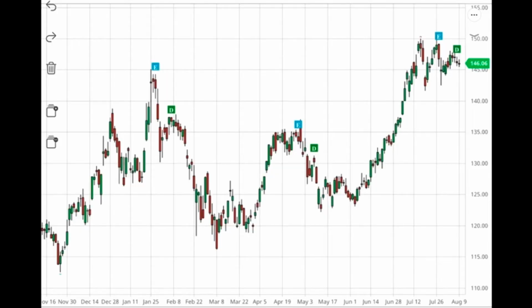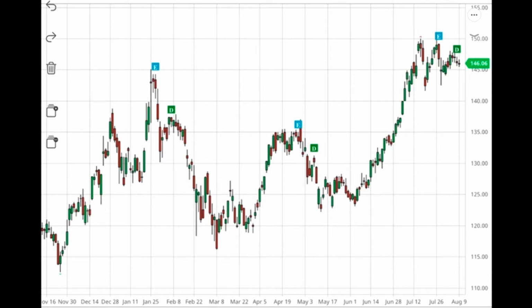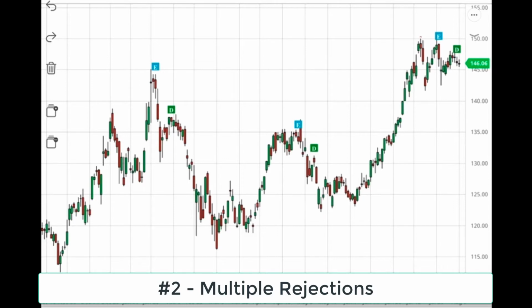Okay, so the first criteria that we're going to use to identify support or resistance levels is number 1, swing highs and lows. These are the highest and lowest price points in the most recent times. So as you can see here, we have a high, a high, a high, a high, and a low, a low, a low, and a low, right? So these are the high swings and the low swings.